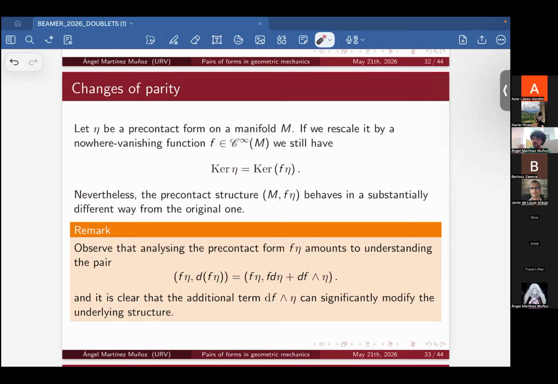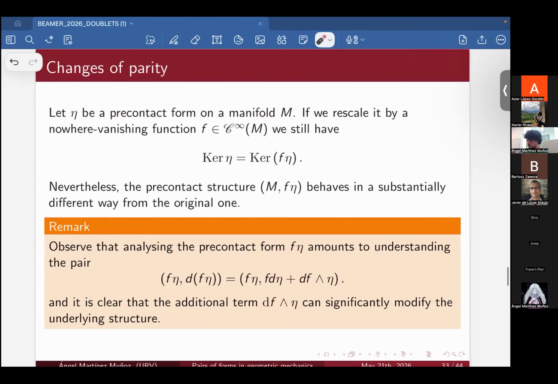So the idea would be, okay, let's take a doublet of forms and let's try to find a transformation which changes the parity of the class. So if I want odd class, I can have it just by, for example, multiplying by some function or doing some transformation to that doublet. Right? So this is a little bit the motivation here.